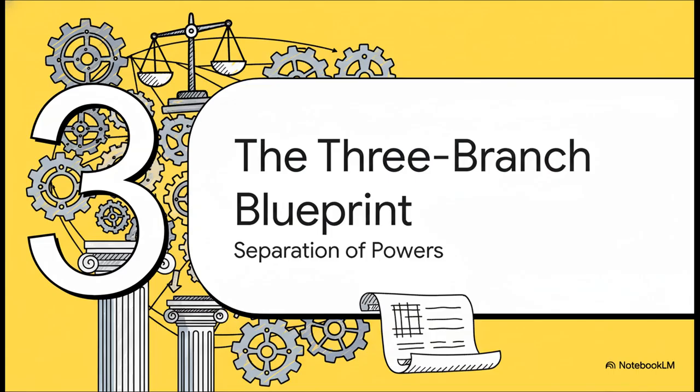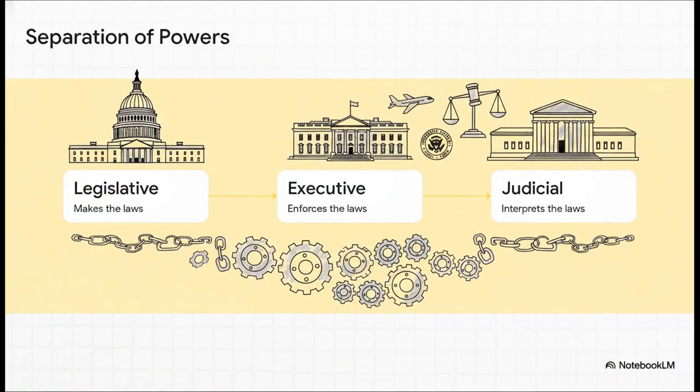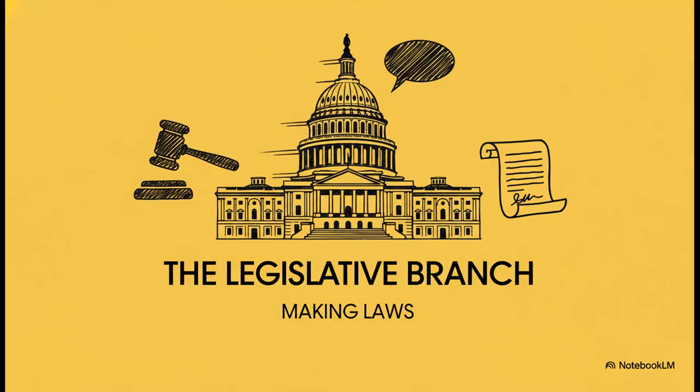But okay, how do you create a government that's powerful enough to work, but not so powerful that it becomes a tyranny? The framers' solution was a brilliant new blueprint for power. They separated power into three distinct jobs. You have one branch to write the laws, another to carry them out, and a third to interpret them. This is that famous separation of powers, and it was all designed to make sure no single group could control everything. First up is the legislative branch, the lawmakers, which the Constitution calls Congress.